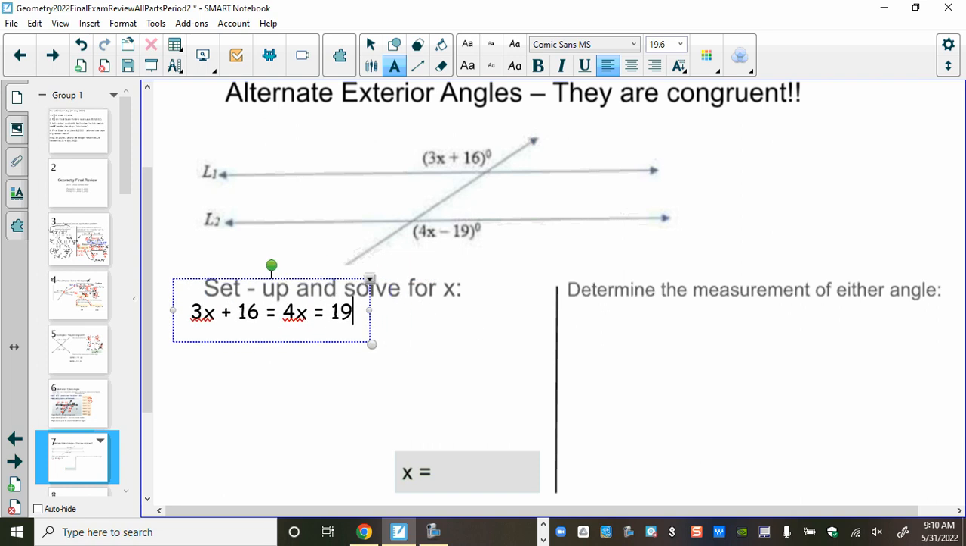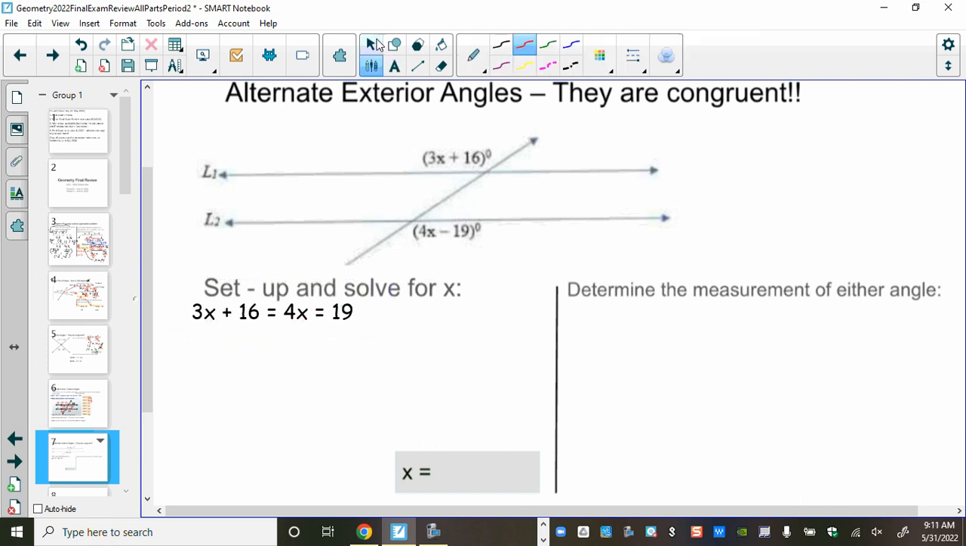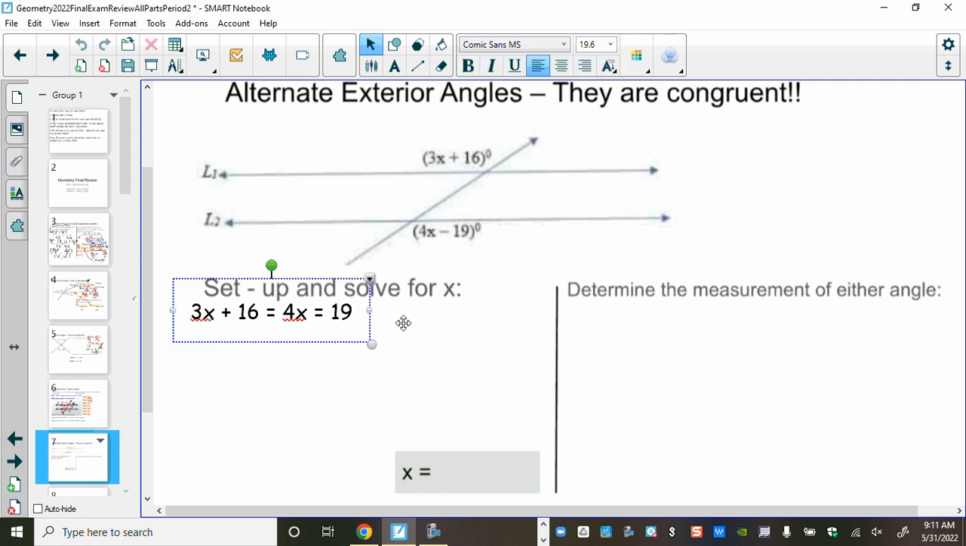Now you should be able to solve for x in 2 steps. Oops. That's not totally correct because that should have been a plus 19.